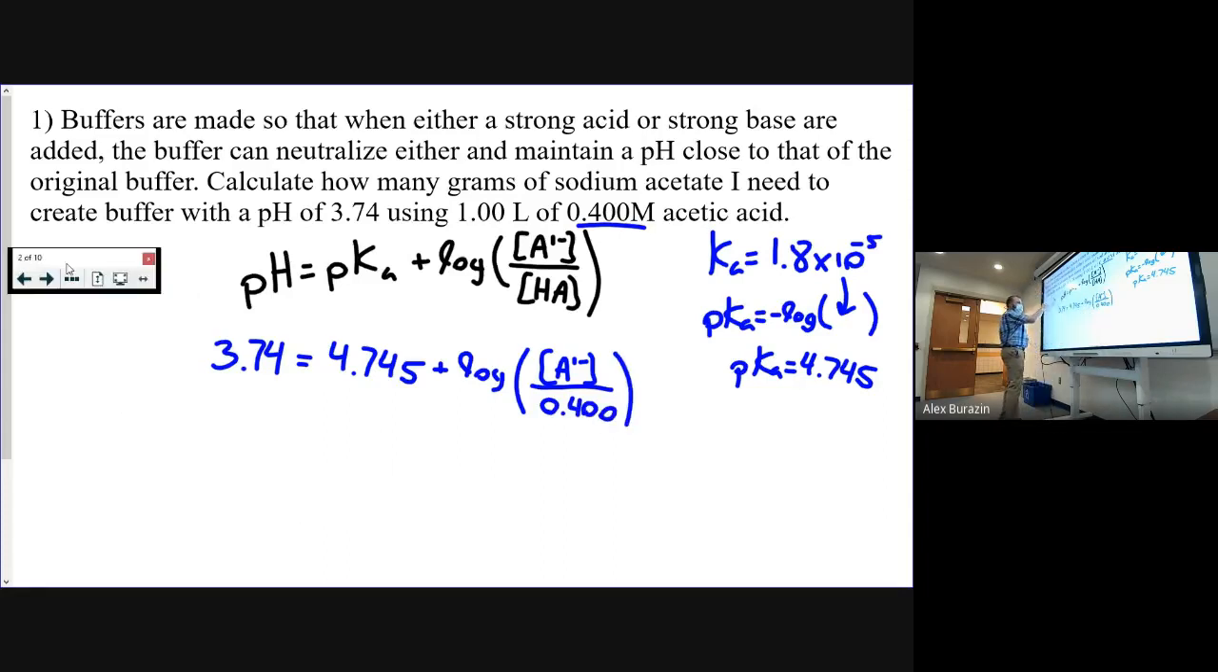Okay. I'll subtract this. Take 10 to the power of both sides. And then eventually I will have my molarity of base. Have you done that? Okay, go ahead. I'm assuming you can do that algebra, I hope. Negative 1.2.